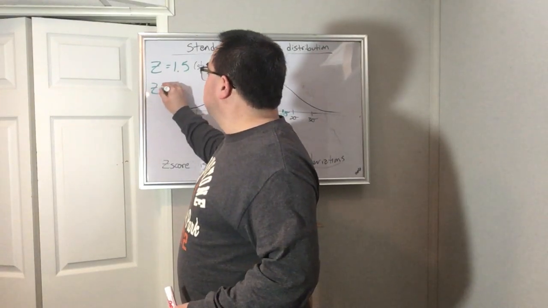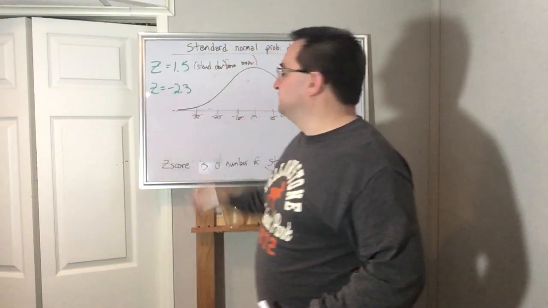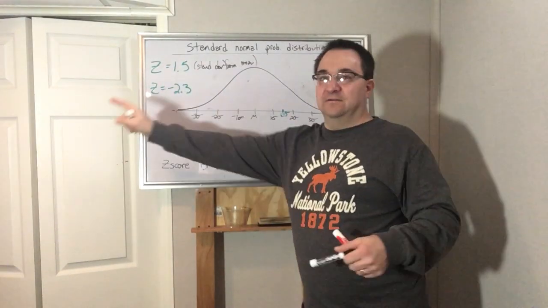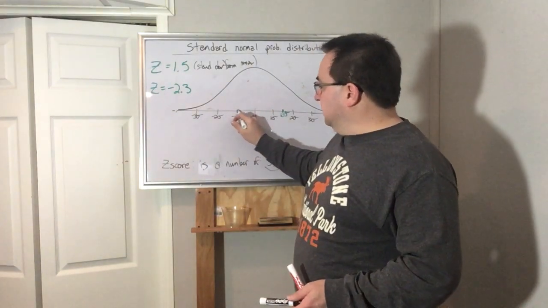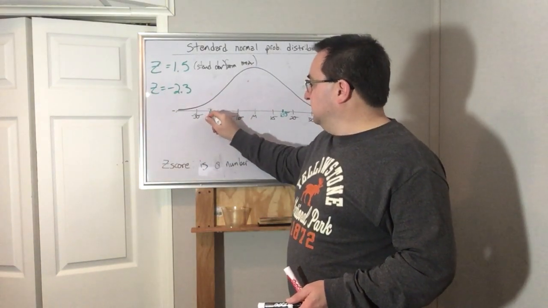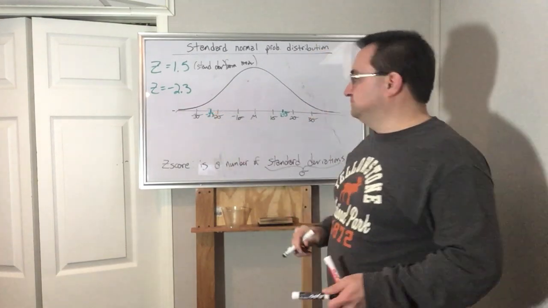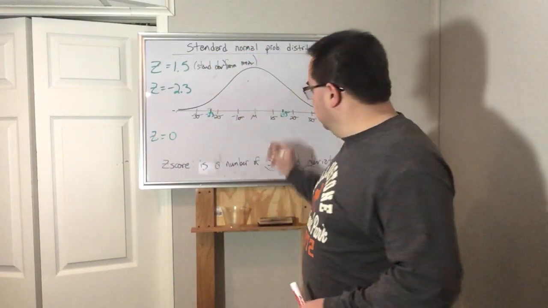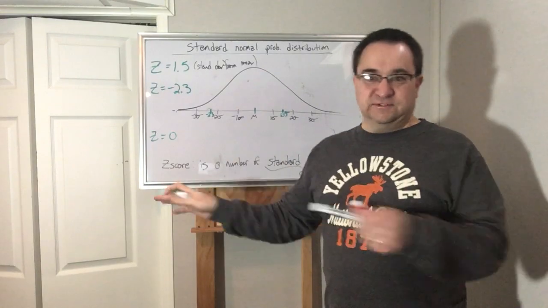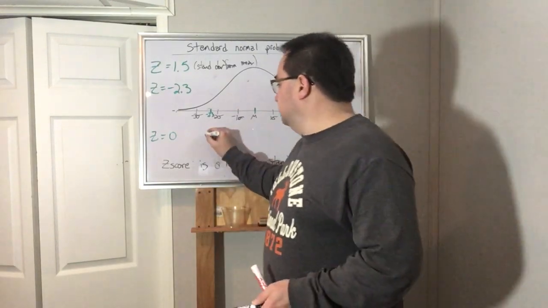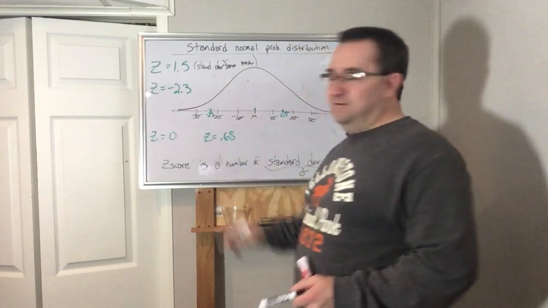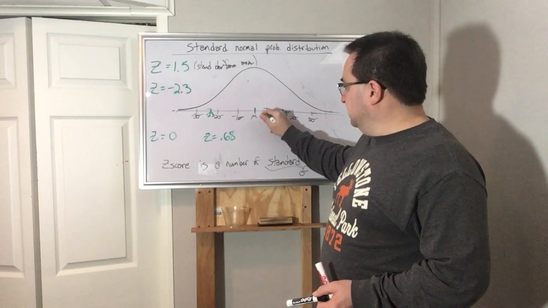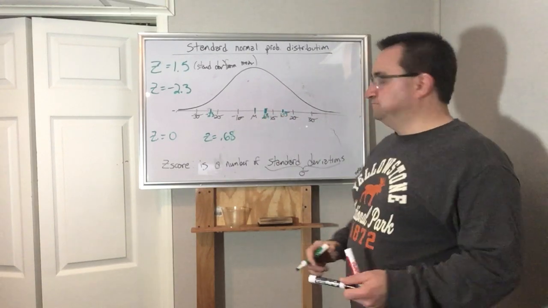What if I said z is -2.3? Well, that's 2.3 standard deviations behind the mean. So if this is the mean, I've got to go back 1, 2, and 0.3 might be around here, minus 2.3. What would a z-score of 0 be? That would be right there on the mean. It's no standard deviations from the mean. What does a z-score of 0.68 look like? That would be between 0 and 1, so maybe right about here.